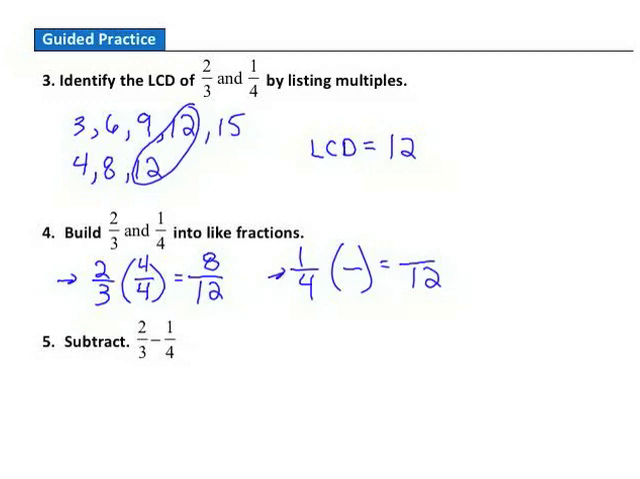Now with 1/4, 4 times 3 is going to give me that new denominator of 12. I multiply the top by the same number. 1 times 3 gives me a new fraction of 3/12.